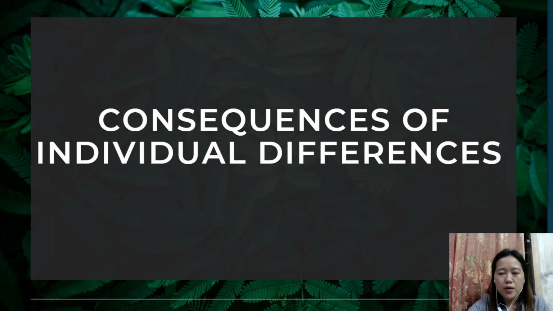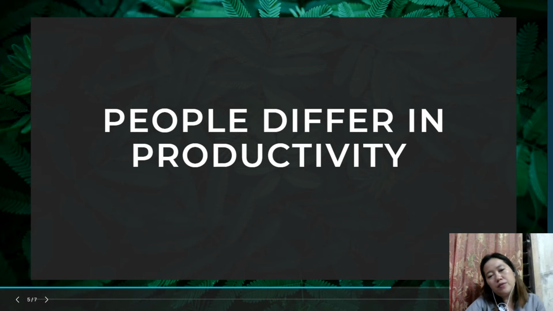Okay, since we have a lot of individual differences, this also creates consequences. In an organization, because of individual differences, there should be adjustments or considerations that must be taken into action. But in this slide, we will focus on the results of individual differences. Because of individual differences, their productivity also differs. So we can compare a skilled worker to a non-skilled worker. We can see their output is different from the other.